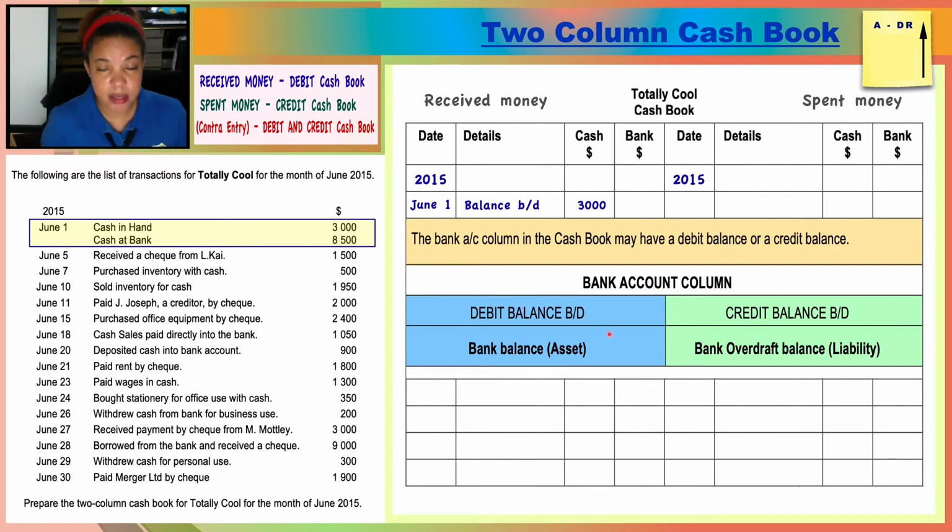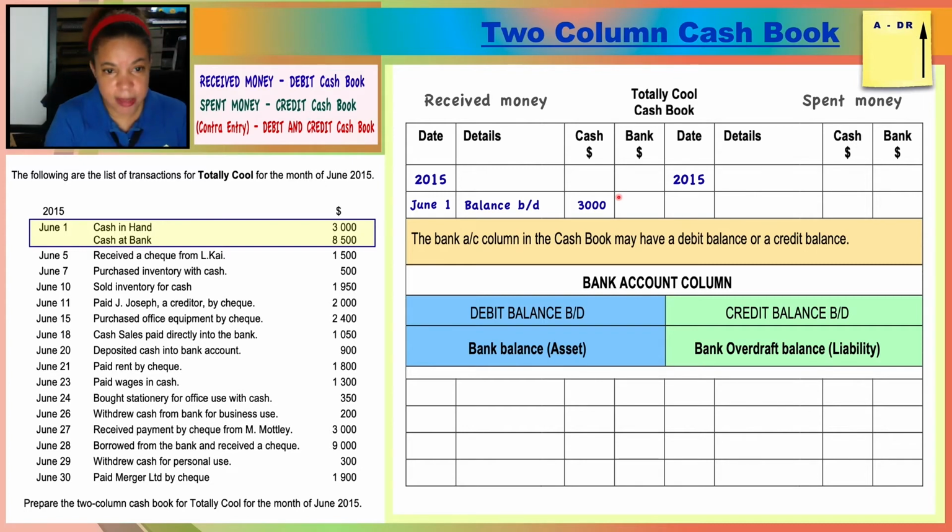If there's money in the bank, you will put it on the debit side. If, however, there is a bank overdraft, which is a liability, they would either have the words bank overdraft or they will tell you there's a credit balance. Once they tell you there's a credit balance, they have just given you the answer. The balance goes on the credit side. Good. Looking at our example down below, both of them would be debit because there is money in the bank account. Cash at bank, 8,500. So that means it will go on the debit side.